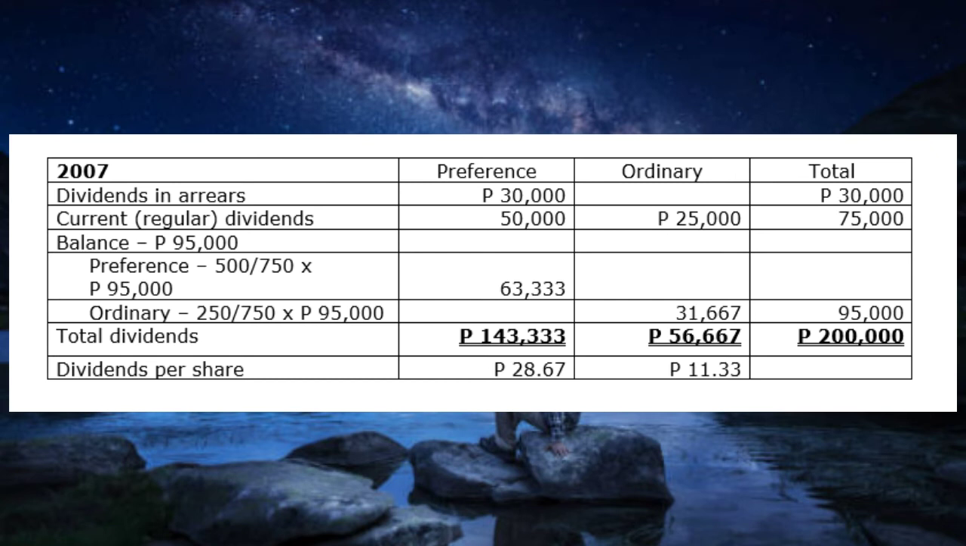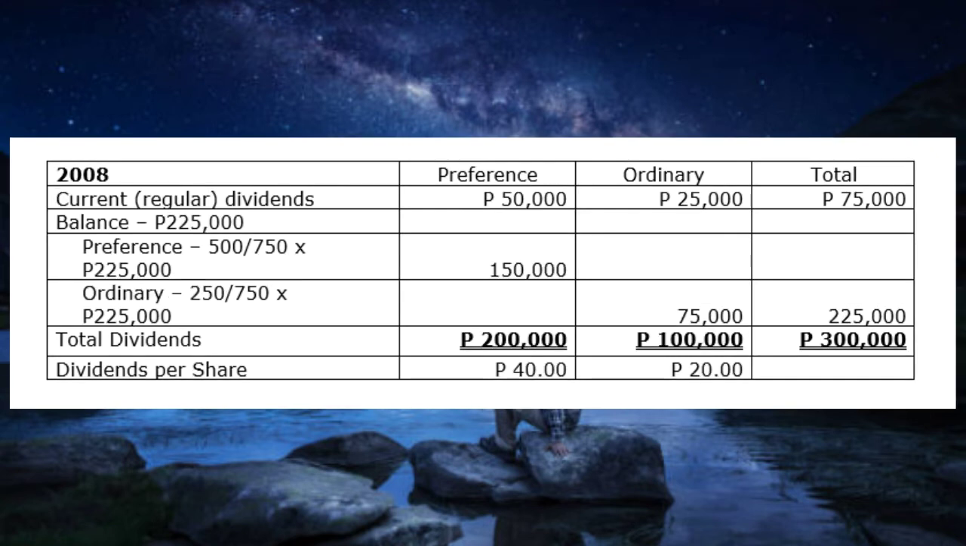Total dividends, preference: 143,333. Ordinary: 56,667 pesos. Total of 200,000 pesos. Dividends per share, preference: 28.67 pesos. Ordinary: 11.33 pesos.